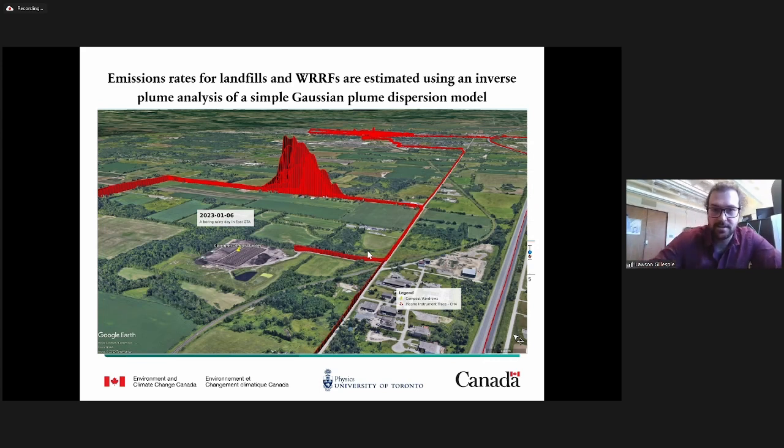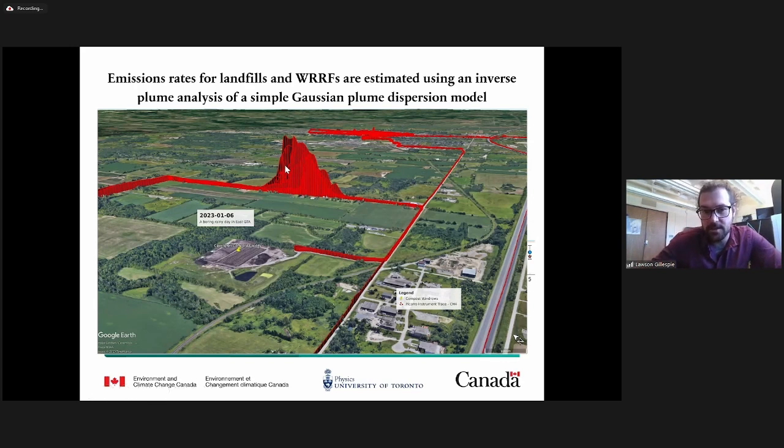So here we can see an example of 6 repeated transects downwind of a compost facility in the eastern GTA on January 6th, 2023. And we can see that the background concentration of methane shown here in red is relatively stable. And when we're downwind of this facility, we see large enhancements relative to this background concentration.